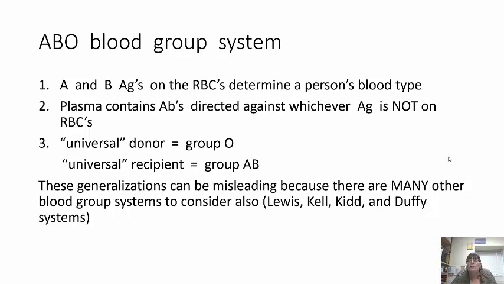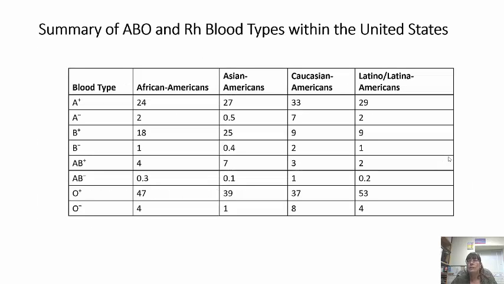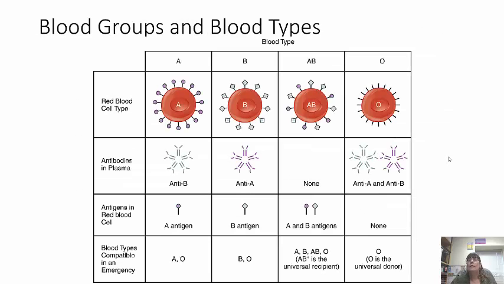However, these generalizations can be a little misleading because we have a lot of other blood group systems to consider, like Lewis and Duffy, for example. Here's a chart just summarizing the ABO blood types and including the Rh factor, which we're going to talk about in a second. This is a summary of the blood types, the antibody you have, the antigen you have, and what you're compatible with, which we'll talk about in a second as well.